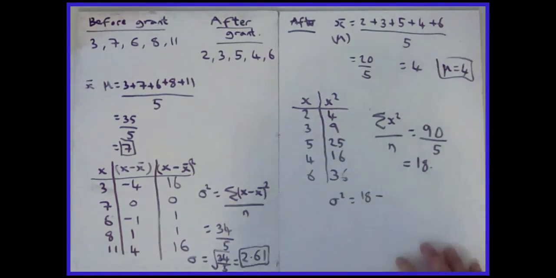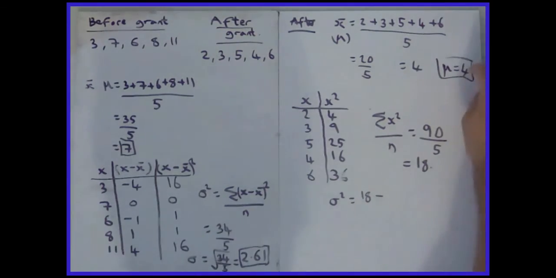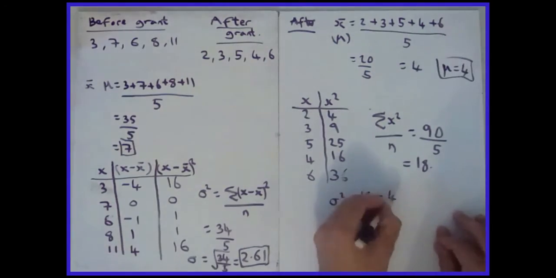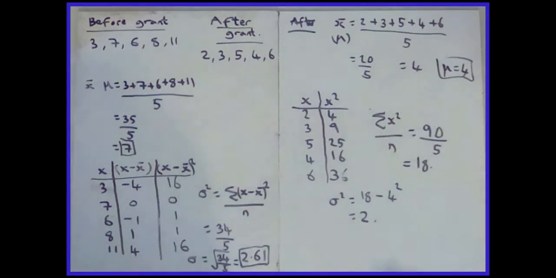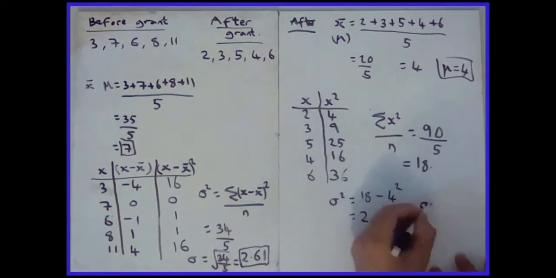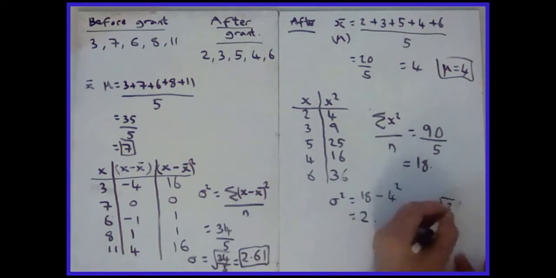18 minus the square of the mean. The square of the mean is the mean squared, so it's 4 squared. So that's 18 minus 16 equals 2. So the variance is 2. So sigma must be root 2, which is around 1.41.